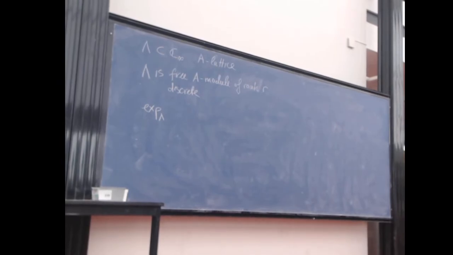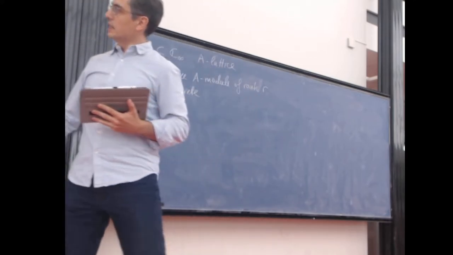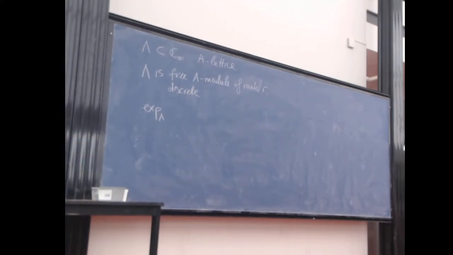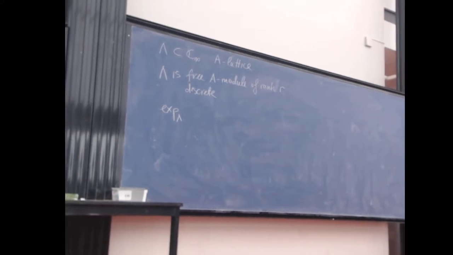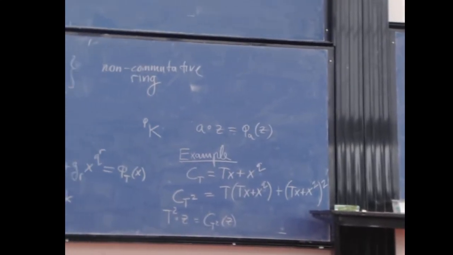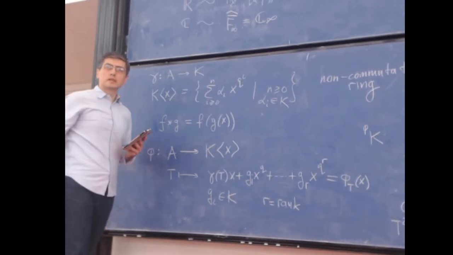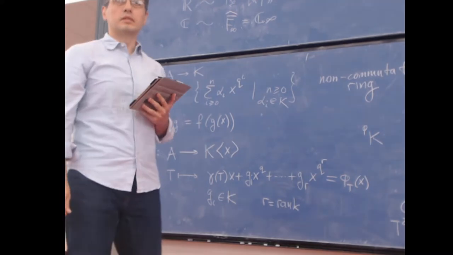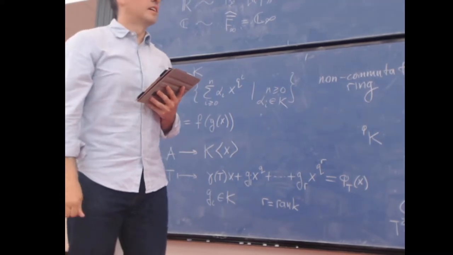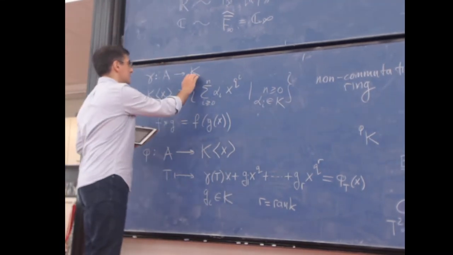And on the board below, what is K? K is an arbitrary field. So in this case, K will be C infinity. K is any field that comes with a homomorphism from A. Yeah, if there is a homomorphism, then the characteristic is positive. So this contains a structure.